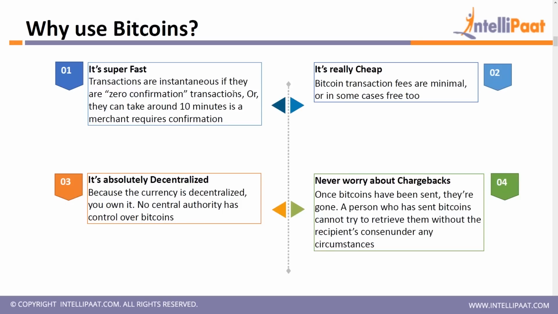That means if you have spent your bitcoin and transferred it to some other person, you cannot retrieve it back. You cannot claim it back because there is no central authority. You have to request the recipient of the money or Bitcoin in order to send it back to you. Otherwise, there is no option. If your Bitcoin is gone, then it is gone.